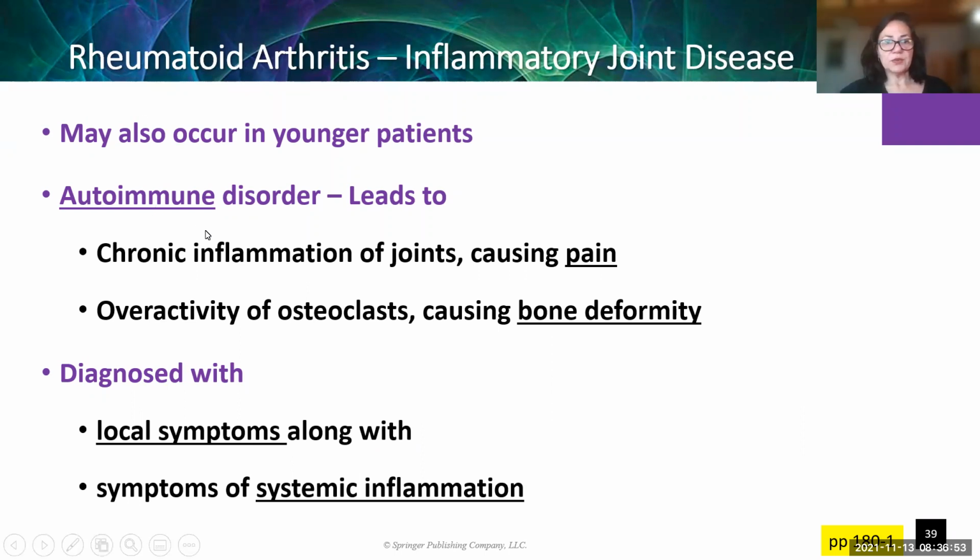So it's an autoimmune disorder, leads to chronic inflammation of the joints, which of course is going to lead to pain. And it leads to this overactivity of the osteoclasts, so breaking down the bone tissue, and that leads to the changing shape of the bones, the deformities that we see in the hands and the feet. It's diagnosed, of course, with local symptoms, pain, inflammation, but also symptoms of systemic inflammation, so blood markers of inflammation.